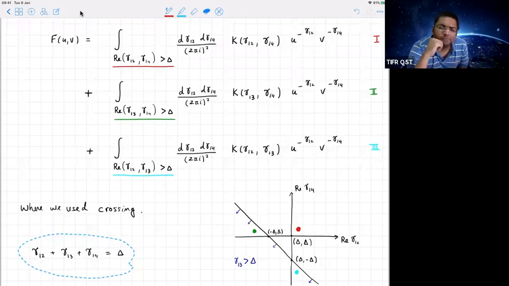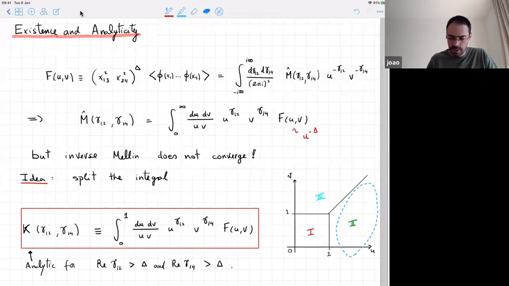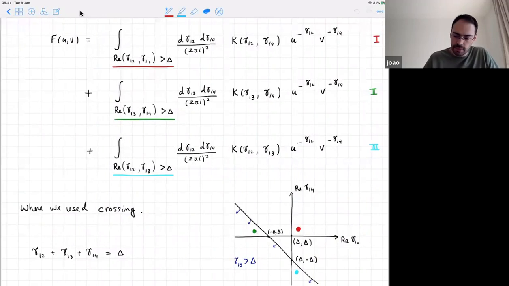Okay. So what I was saying is that let's consider first this smaller integral just from 0 to 1. Then this integral exists. I just have to take gamma 1,2 and gamma 1,4 sufficiently large, and this integral exists. Now, using crossing, these three terms are equivalent, so for each of the three pieces I can write a Mellin representation, and that's what I wrote here. The first line is for region 1, the second line is for region 2, and the third line is for region 3.